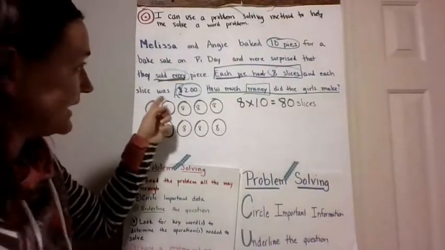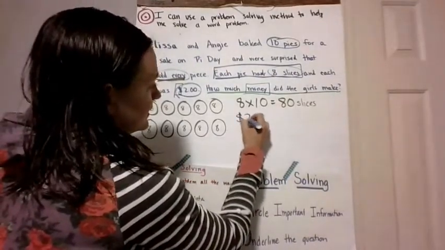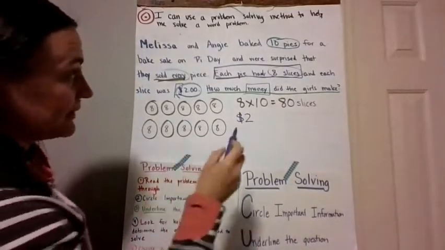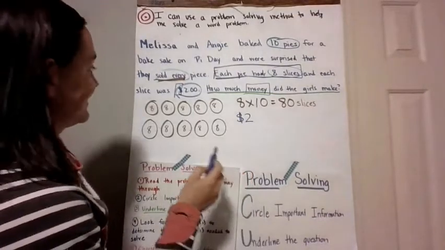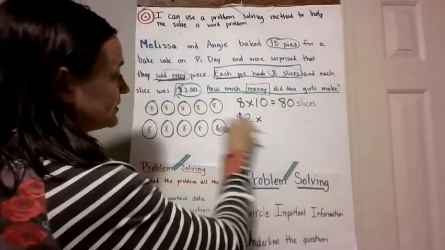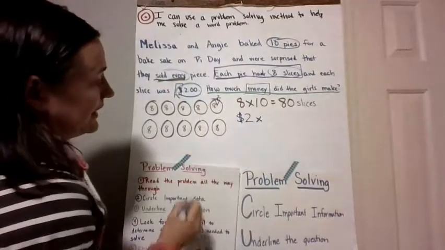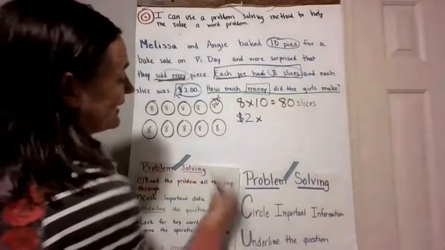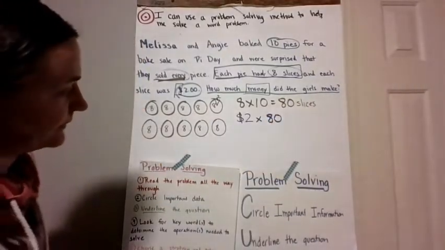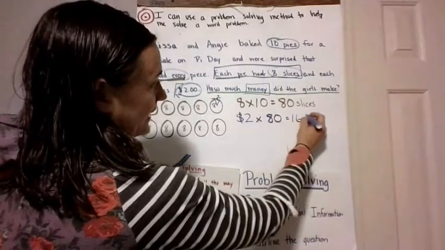So each slice was $2, so that's important. And there's no change. So I'm just going to put 2. And there was 80 slices. So again, that leads me to multiplication because we have 2 per slice. So every single slice was $2. And there's 8 in that slice, but there's 80 slices total. So I'm going to do 2 times 80. Well, I know that 2 times 8 is 16. And then I'm going to add my 0.